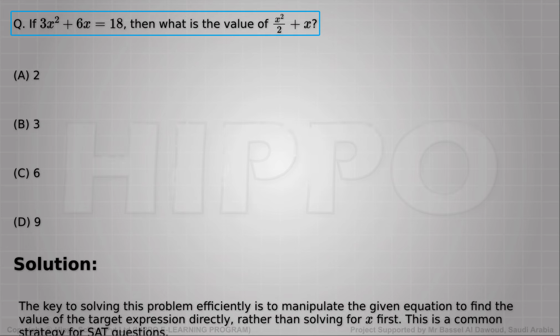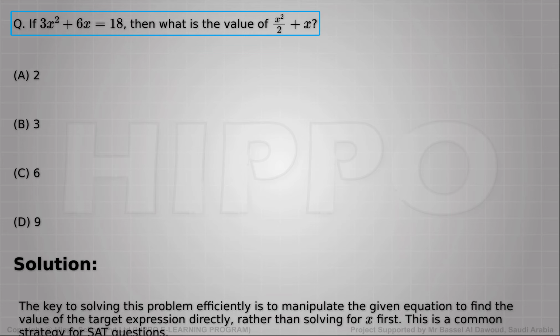At first glance, you might see the equation 3x squared plus 6x equals 18 and think you need to solve for x using the quadratic formula. But hold on, the SAT often has clever shortcuts.